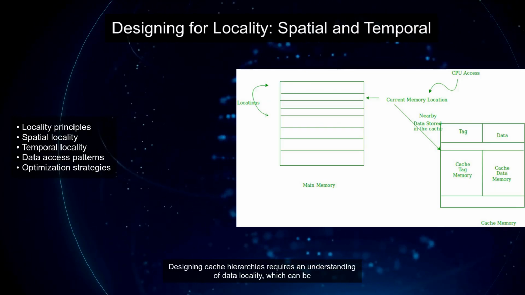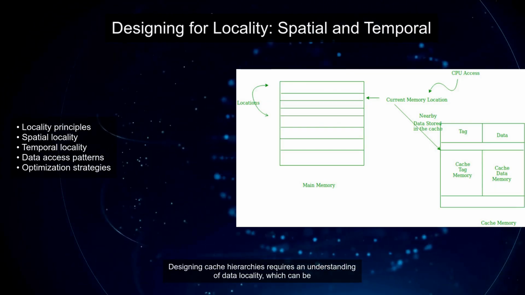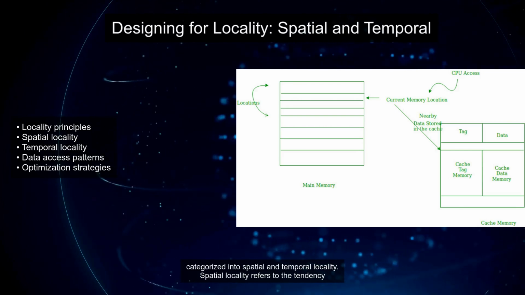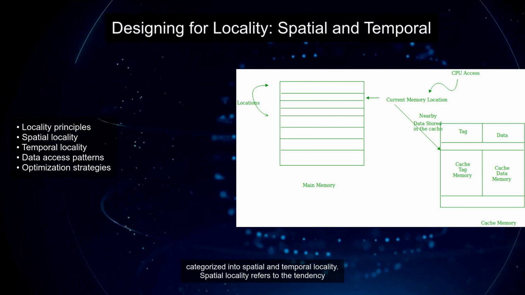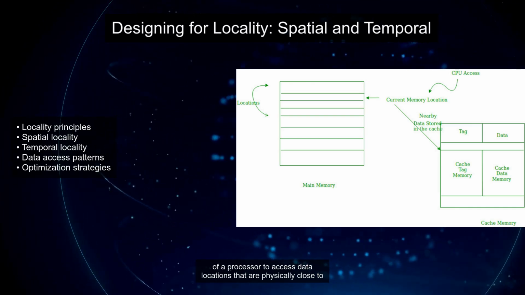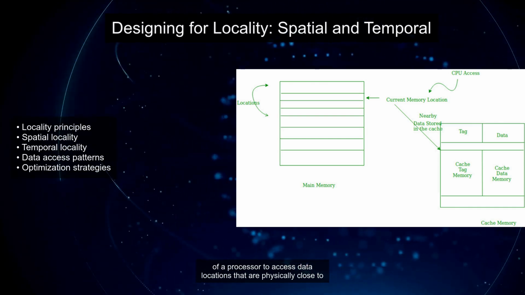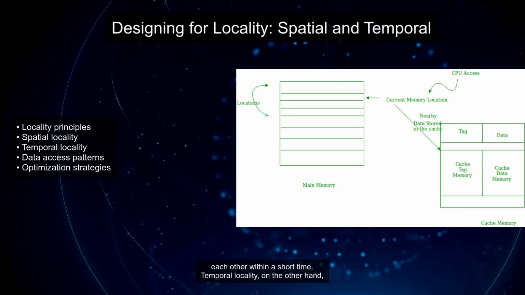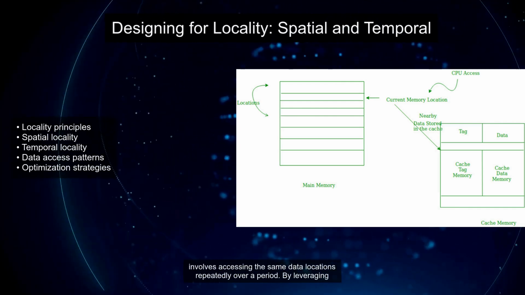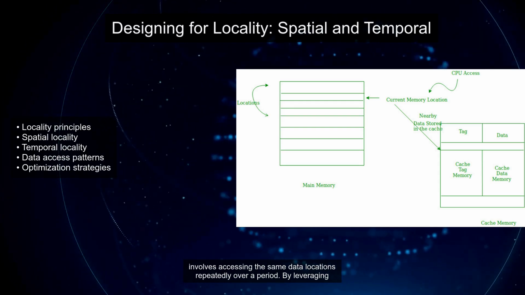Designing cache hierarchies requires an understanding of data locality, which can be categorized into spatial and temporal locality. Spatial locality refers to the tendency of a processor to access data locations that are physically close to each other within a short time. Temporal locality, on the other hand, involves accessing the same data locations repeatedly over a period.